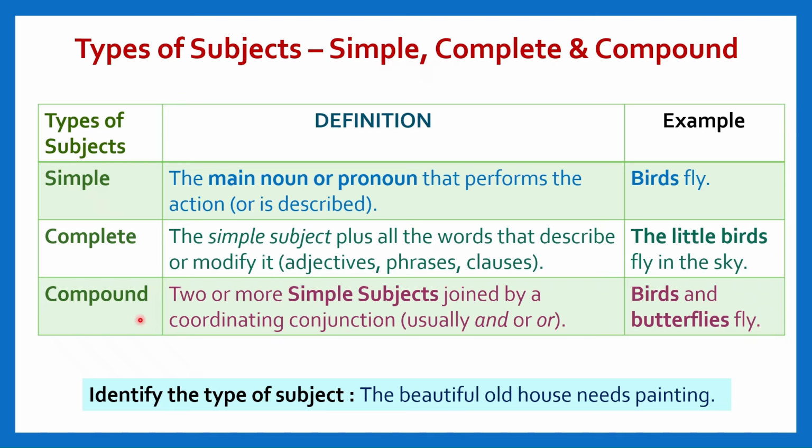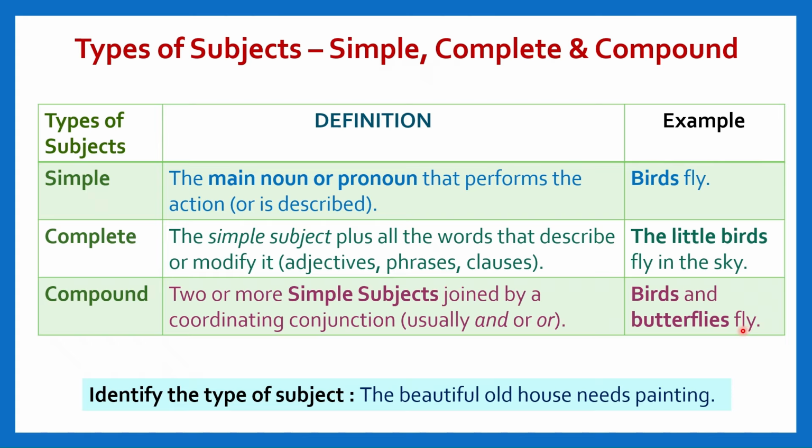Finally, the third type, that is compound subject. It is two or more simple subjects joined by a coordinating conjunction, usually and or. For example, in this sentence, birds and butterflies fly. It is an example of a compound subject because we have two simple subjects here, that is birds and butterflies. These two subjects are joined by a coordinating conjunction and. They also share the same verb fly.